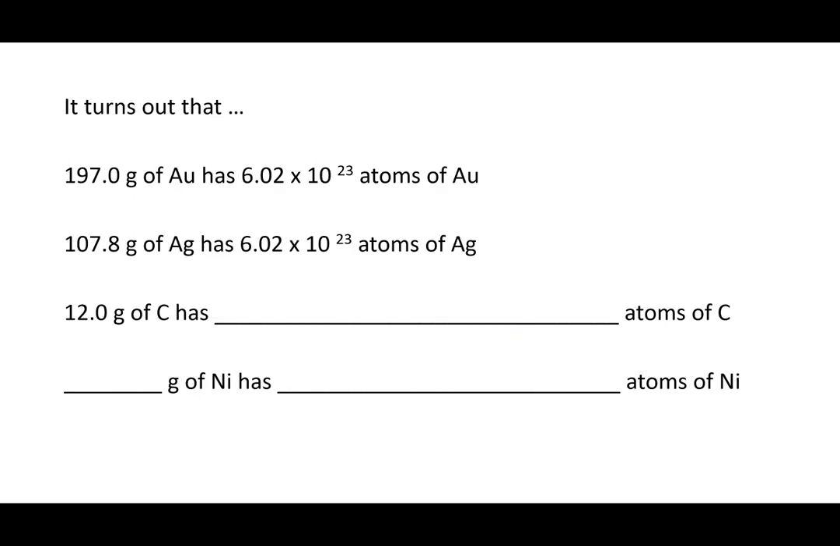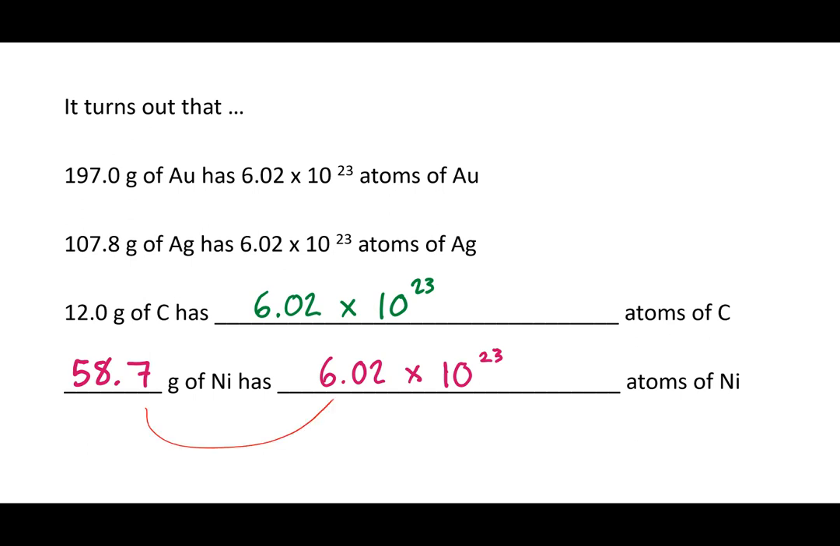Okay, it turns out that 197 grams of gold has 6.02 times 10 to the 23rd atoms of gold. 107.8 grams of silver has 6.02 times 10 to the 23rd atoms of silver. 12 grams of carbon has 6.02 times 10 to the 23rd atoms of carbon. And 58.7 grams of nickel has the same number of atoms of nickel. Okay, you may be wondering how on earth I got those numbers. I'll let you know right now.